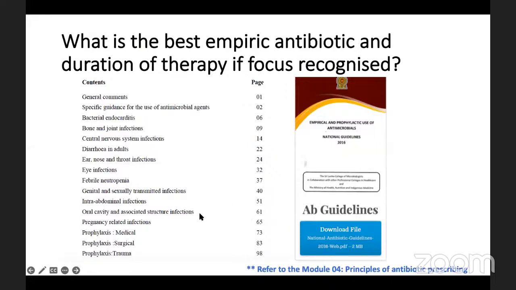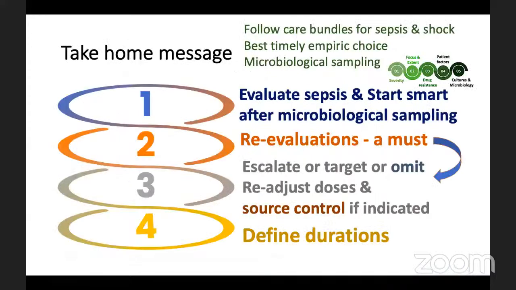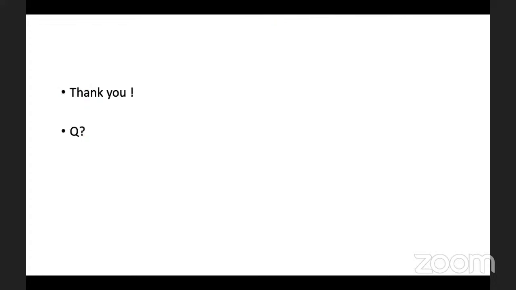The empiric antibiotic guide that the college is providing you with. And this is the take home message, right? Evaluate sepsis and septic shock. Re-evaluation is a must. Escalate source control. And finally, define the duration for the antibiotics to give the best outcome for the patient. Thank you very much. Sorry, I couldn't finish it on time. Any questions?